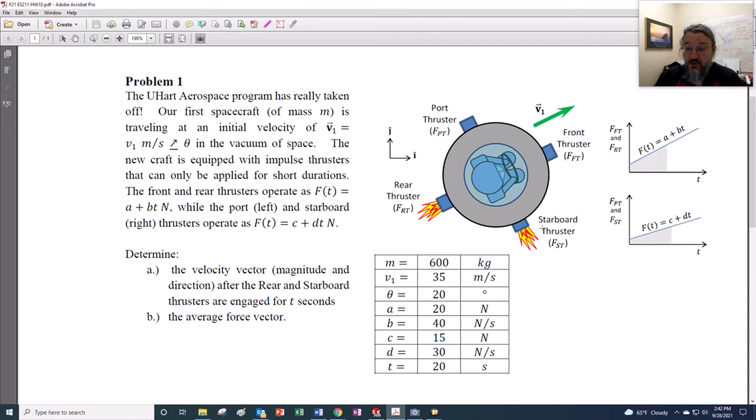And then the thrusters in the starboard and the port ones have a slightly different thrust versus time profile. And so they look like C plus D times T, where the A and B are 20 and 40, and the C and D are 15 and 20. And we want to determine the velocity vector, magnitude and direction, when the rear and the starboard thrusters are engaged for 20 seconds. Okay, so starboard means to the right, and port is to the left.